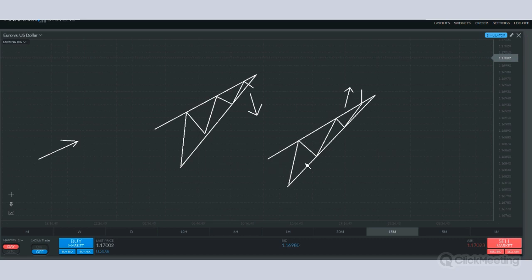So we want it to be a continuation, not a reversal. That doesn't mean the reversal can't be traded, but we just don't like it as much. We don't find as much success with it, but it is still very much possible and still tradable, and many traders still will. Okay, so that's the simple side of things.